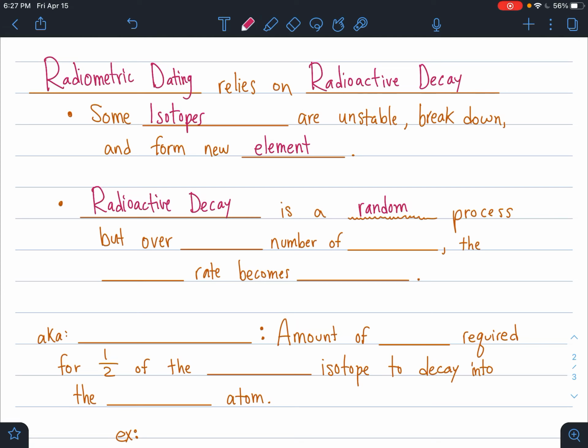But it's kind of like a coin. If you flip a coin, you might get 7 heads and 3 tails. That means that 70% of the time you're getting heads. However, if you flipped a coin 5,000 times and you had 5,003 heads and 4,997 tails, well, that's going to be about 50%.